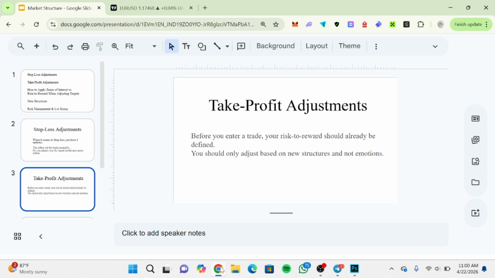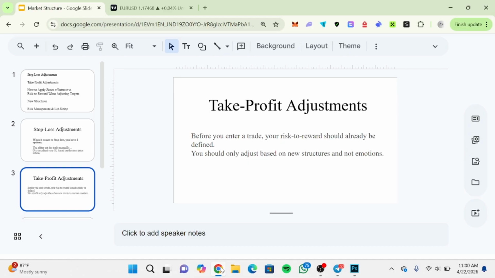What does that mean? It means that your risk to reward should not be affected by your emotions. It rather should be affected by the structure of the market. What is the structure saying? What is price action saying? Has price given you a reason to adjust your take profits? If there is a new structure, then you can actually work with that.